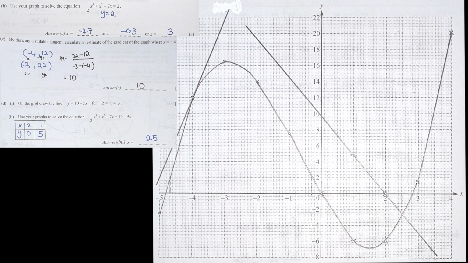For part D, draw y equals 10 minus 5x. So I drew a table over there. When x equals 2, my y will be 0. When x equals 1, my y will be 5. So the intersection here is 2.5.